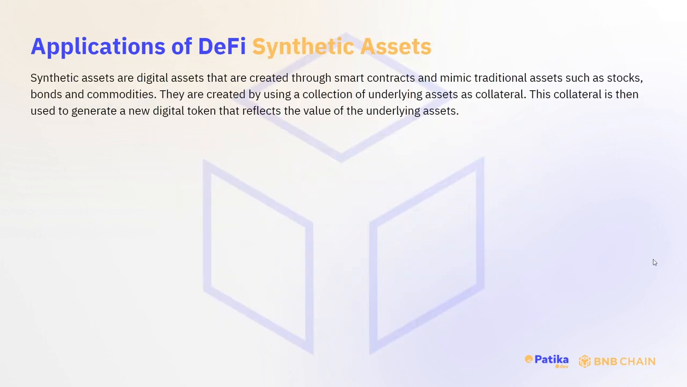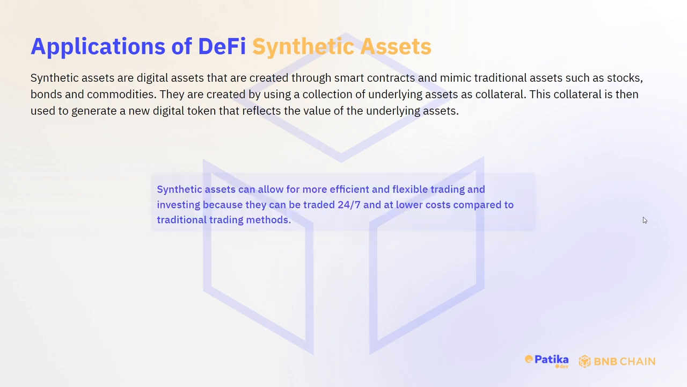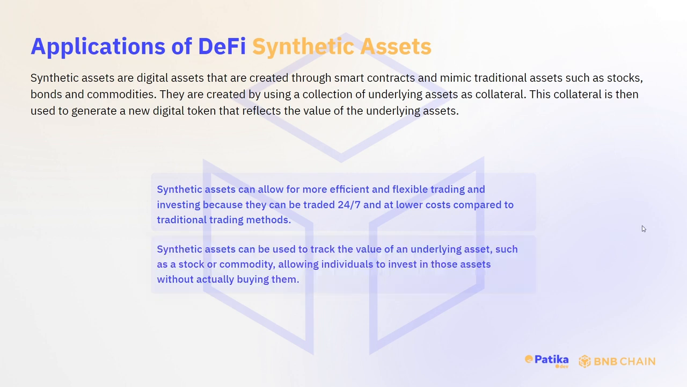Synthetic assets are digital assets that are created through smart contracts and mimic traditional assets such as stocks, bonds, and commodities. They are created by using a collection of underlying assets as collateral. This collateral is then used to generate a new digital token that reflects the value of underlying assets. In this regard, synthetic assets can allow more efficient and flexible trading and investing because they can be traded 24/7 and at lower costs compared to traditional trading methods. They can be used to track the value of an underlying asset, such as a stock or commodity, allowing individuals to invest in those assets without actually buying them.